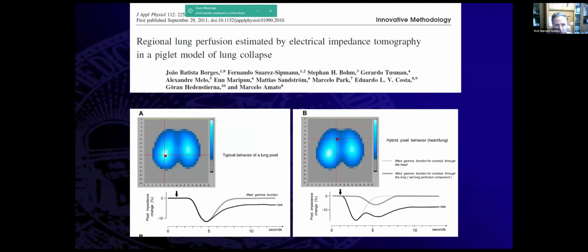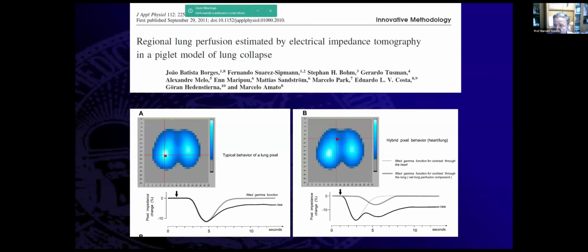This method was very well described in this paper in the Journal of Applied Physiology in 2013. In this paper, we described the method very precisely, including the fact that in most cases you have mixed signals coming from the heart and the lung perfusion. Then you have a bimodal curve that you have to decompose to get the precise perfusion of the lung.